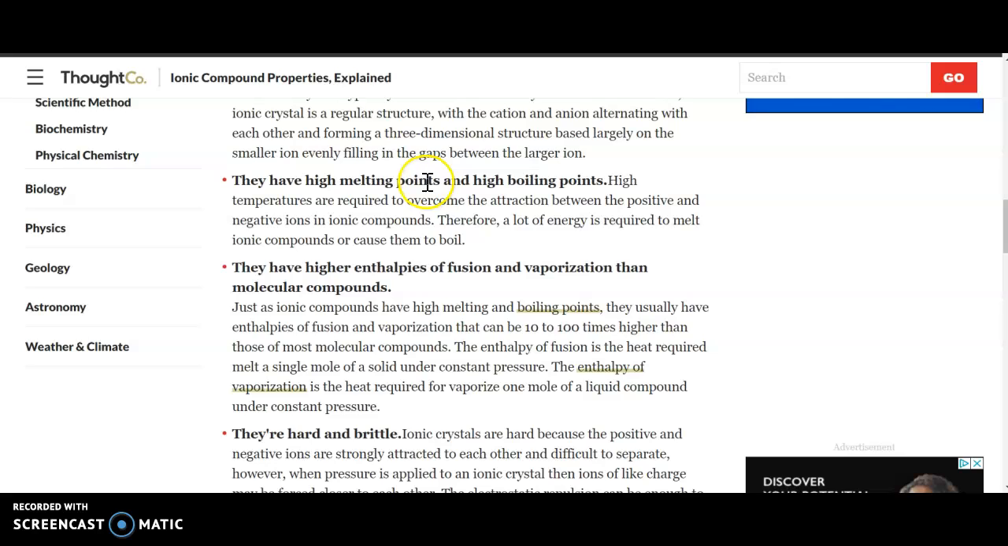Ionic compounds have high melting points and high boiling points. So think of adding salt to pasta water, how it changes how fast it boils, or the temperature at which it will boil. So high temperatures are required to overcome the forces. So that positive and negative ion, it takes a lot of energy to break that bond because opposites attract. So that positive and negative are so attracted that they don't want to break apart. So it takes high melting and high boiling point to break those two apart. Lots of energy and heat.